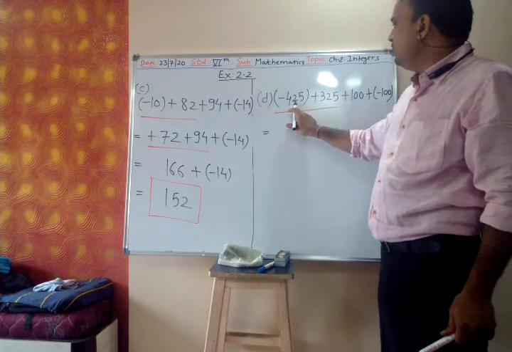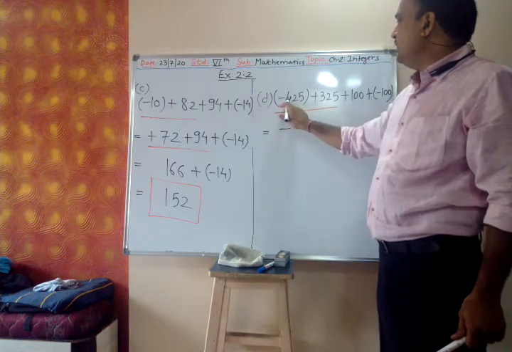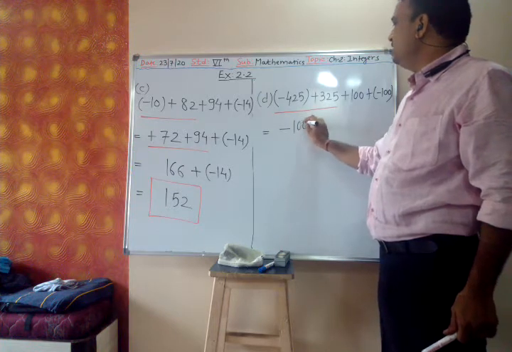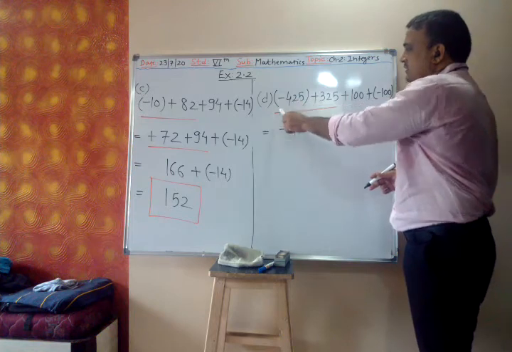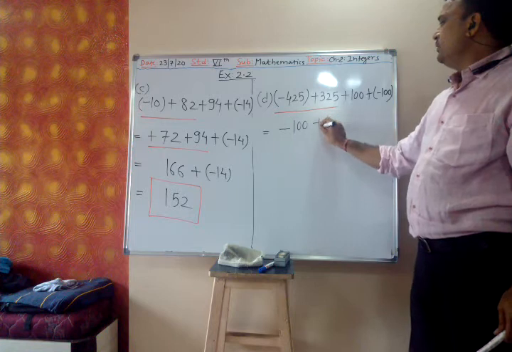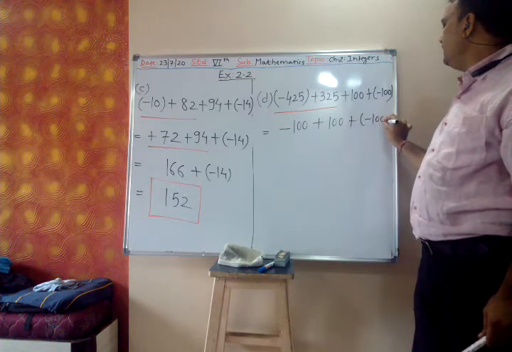The bigger number is 425. What is its sign? Minus. I will write minus: 425 minus 325 is 100. So the answer is minus 100, because 425 is the bigger number. What is its sign? Minus. I will take the sign of the bigger number. So minus 100 plus 100, then plus minus 100.